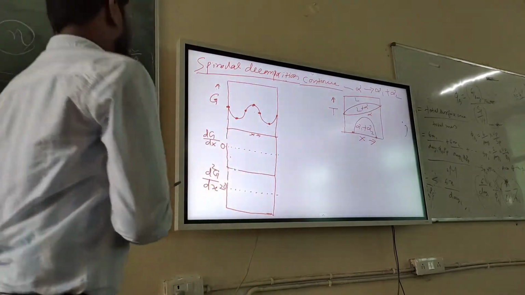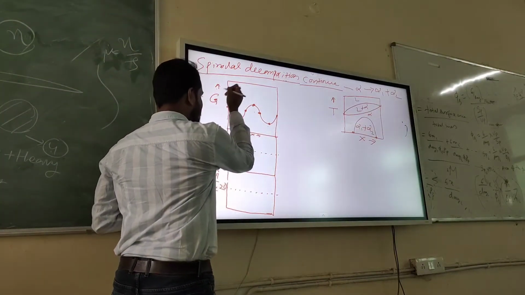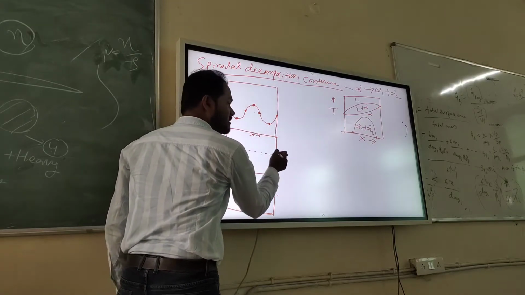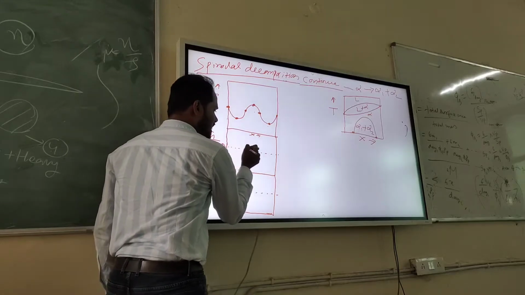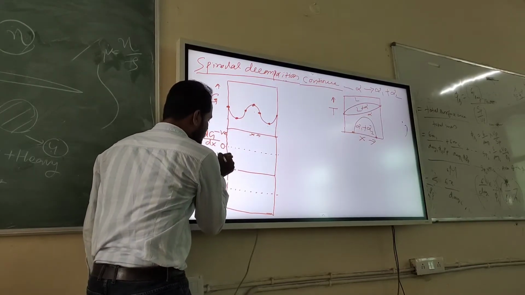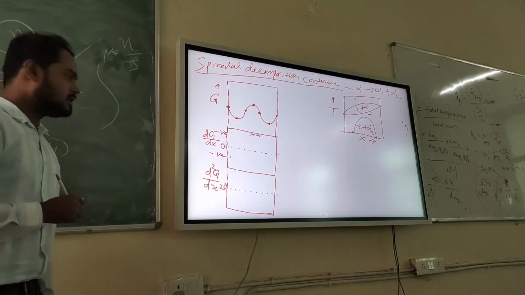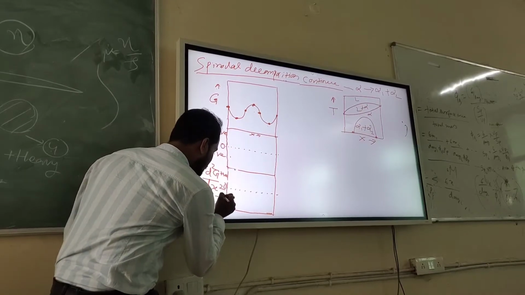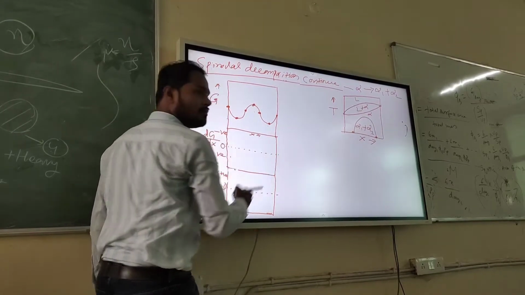Fine. So this is G versus x and you want to find out dG by dx, so I have taken 0 here, right? So if this line is 0, this will be the positive direction. This will be negative, obviously. Similarly, this will be your positive. This will be negative. So this is the 0 line.